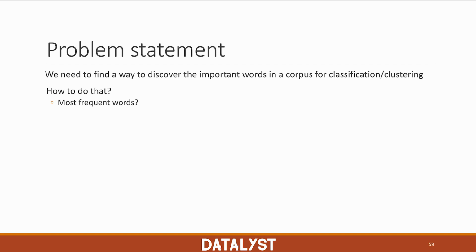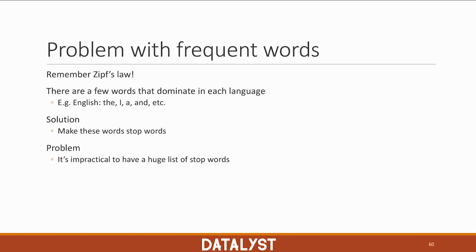A reasonable heuristic, someone might argue, is that we can just go and use the most frequent words. However, what is wrong with this approach? Think about it for a second. Well, if you remember Zipf's law, there are a few words that dominate each language. So in English we have words such as the, I, and, etc. These words occur very often, but they do not carry much meaning.